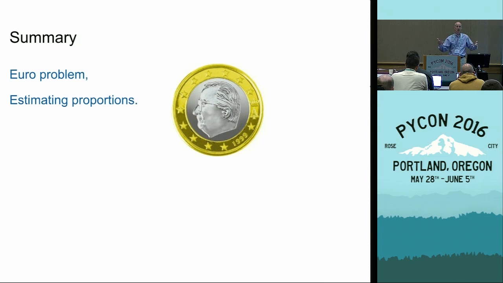And this is, in general, how you estimate proportions. If you think that there's a physical process that yields some proportion of heads and tails or any two outcomes, it can also be generalized to multiple outcomes. This is how you do that. Questions about the Euro problem? Yes?